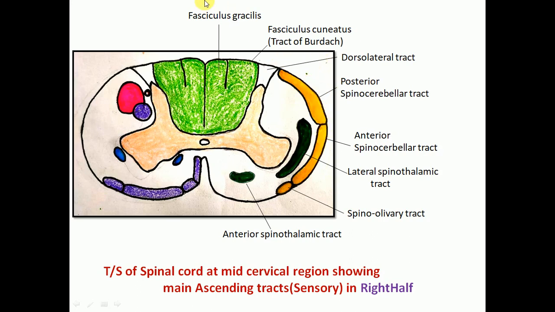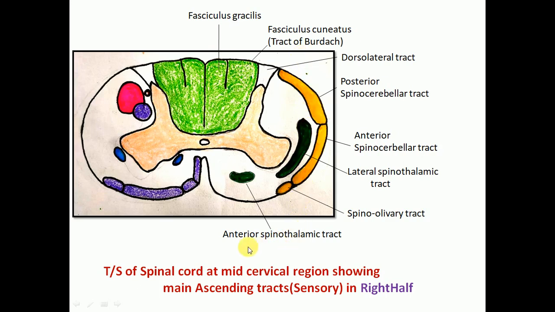Next to this, there is the fasciculus gracilis and fasciculus cuneatus. They are mainly concerned with the posterior white column, and it is also called the tract of Burdach and tract of Goll. They are mainly concerned with proprioceptive sensation and also vibration sense and two-point discrimination. So all these functions are due to the fasciculus gracilis and fasciculus cuneatus. So all these tracts form the ascending or sensory tracts.